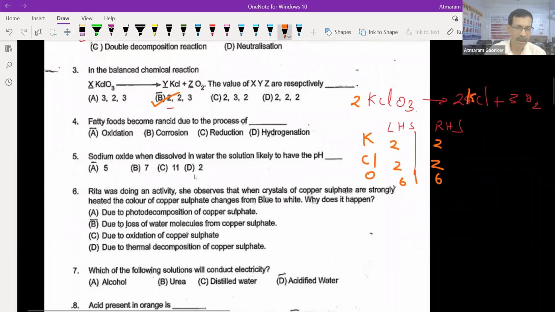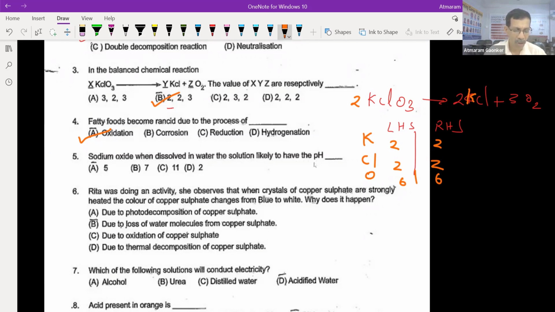Then the next one, the fourth one. Fatty foods become rancid due to the process of, it is oxidation. This is a knowledge level question. Just you have to know the answer. This is application level. And then in question number 5, sodium oxide, when dissolved in water, the solution is likely to have the pH.